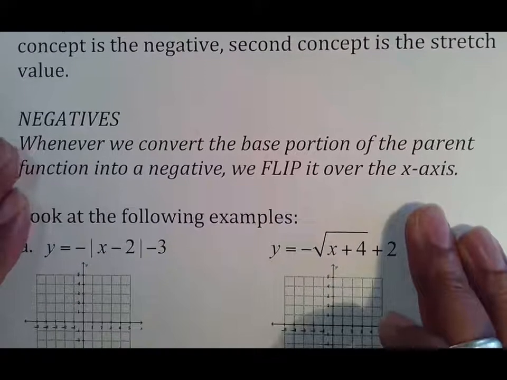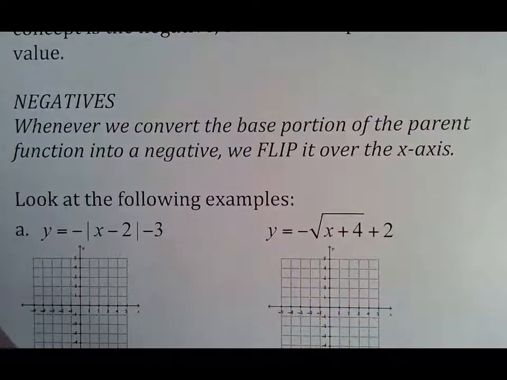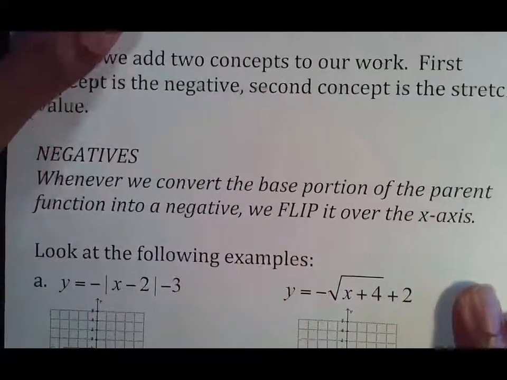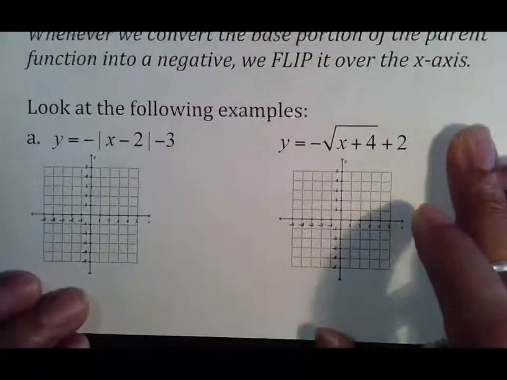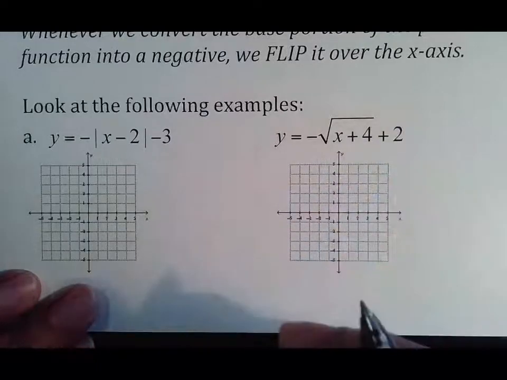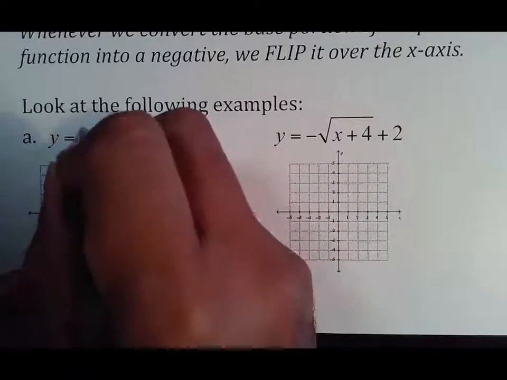So whenever you're dealing with a negative, the negative converts the base portion of the parent function into a negative. We flip it over the x-axis. So if you see a negative, it's just going to flip it. So again, using what we know, this is why you need to know 2.7a. We're jumping right into it. We are going to do everything we know, but we know that there's a negative.